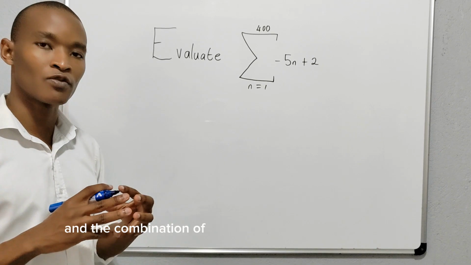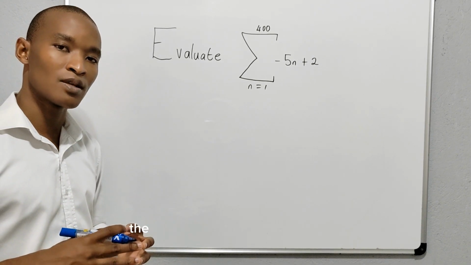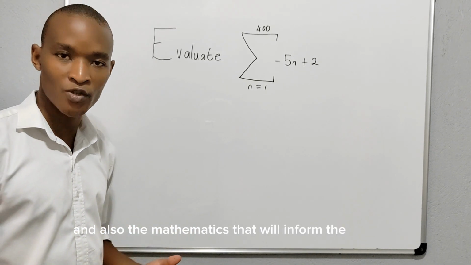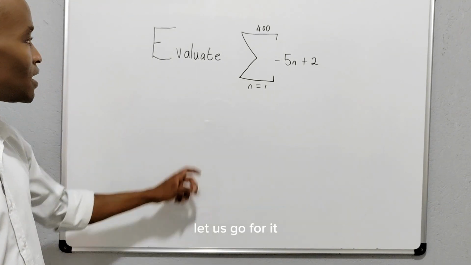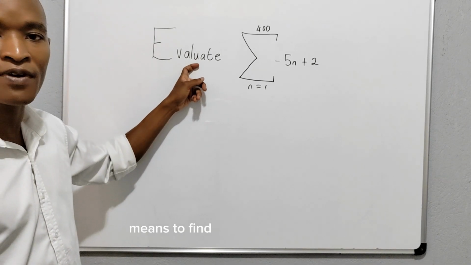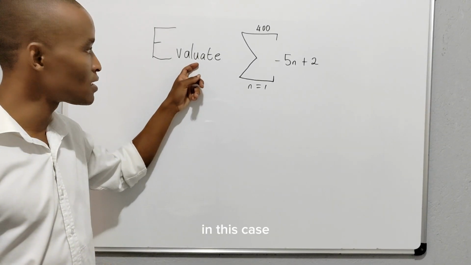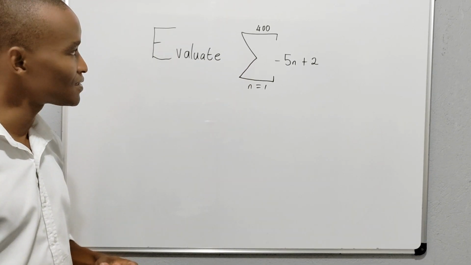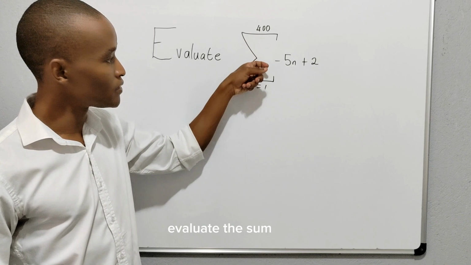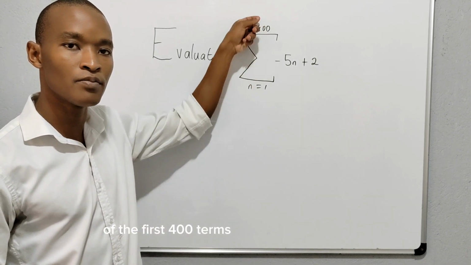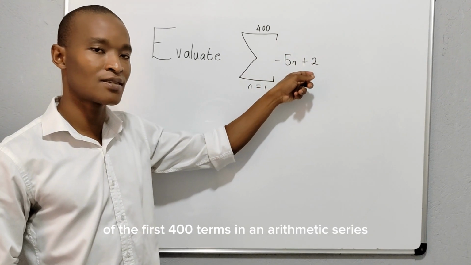And the combination of those two will help you understand the mathematics that is in question and also the mathematics that will inform the solution. Let us go for it. Evaluate. Okay, so evaluate means to find the value of something. In this case, it will be the sum value of the arithmetic series. Evaluate the sum of the first 400 terms in an arithmetic series.